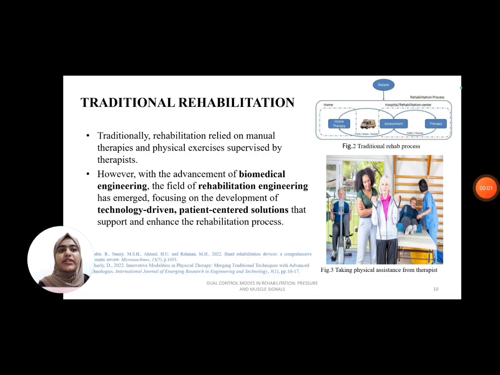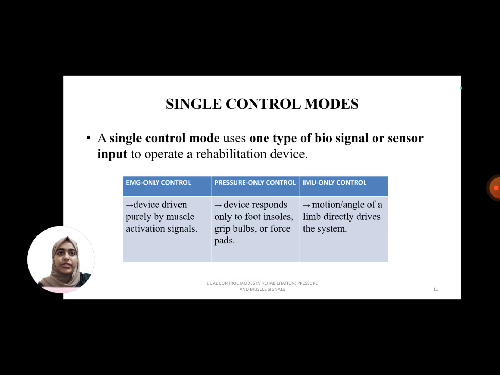So as you can see, traditional rehabilitation always requires physical support from a therapist. Traditional rehabilitation relies on manual therapies and physical exercises which are supervised by therapists. However, with the advancement of biomedical engineering, the field of rehabilitation engineering has emerged, focusing on the development of technology-driven, patient-centered solutions that support and enhance the rehabilitation process. So, this is basically a single mode type of rehabilitation.